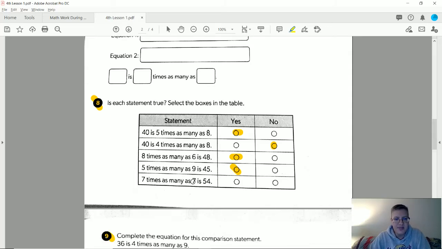And 7 times as many as 7 is 54. That is not a correct math fact. It would be 49. Now, how you would find that, what I would normally recommend is start with 5 times 7 and then count it by 7s if you don't have them memorized.